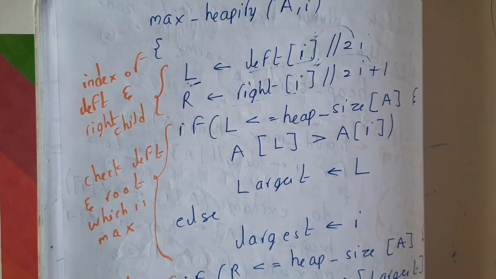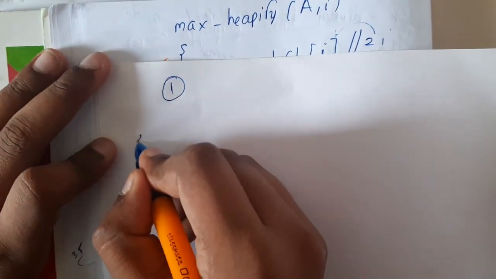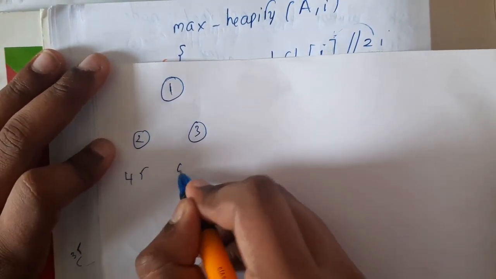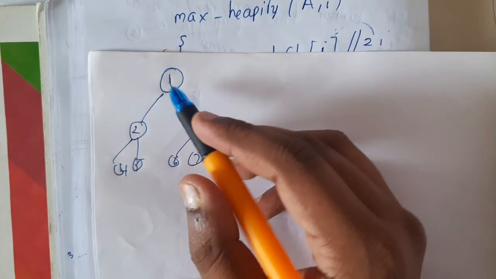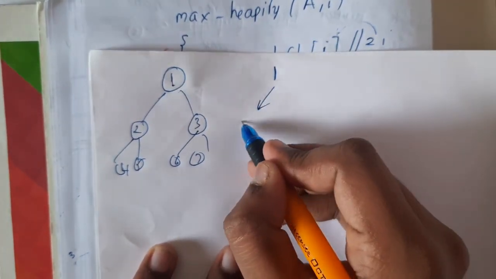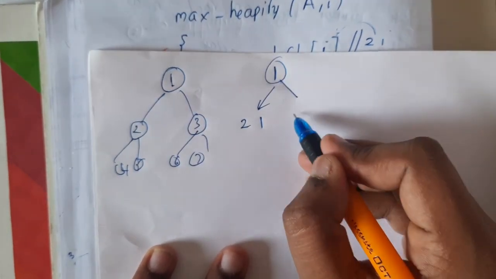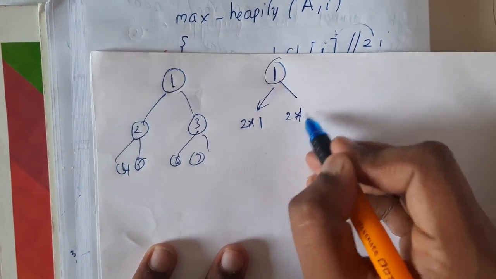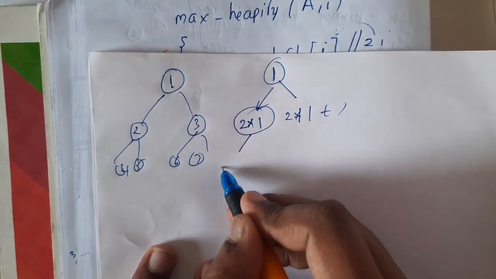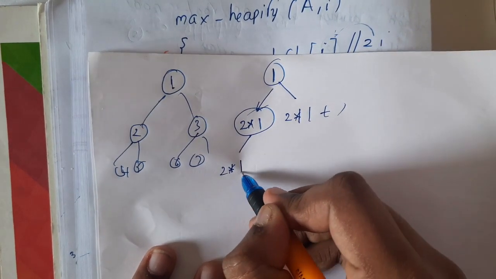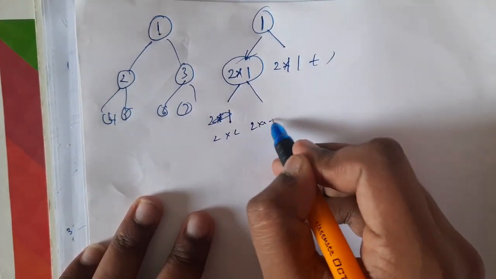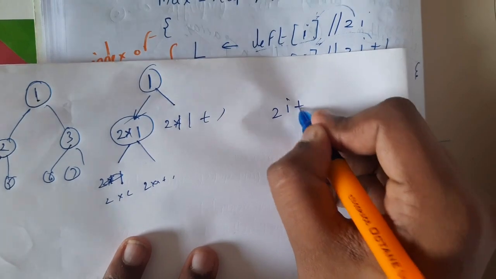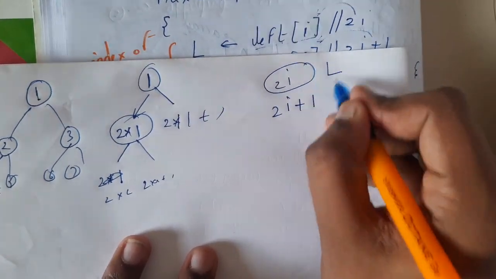If you observe a small logic here, I'm just taking a rough paper. Here if you observe 1, 2, 3, 4, 5, 6, 7, this is dividing into 2, right? If it is 1, the children will be 2 into 1 and 2 into 1 plus 1. Similarly, for 2, it is 2 into 2 and 2 into 2 plus 1. So that is nothing but 2 into I and 2 into I plus 1. This will be the left child, this will be the right child.